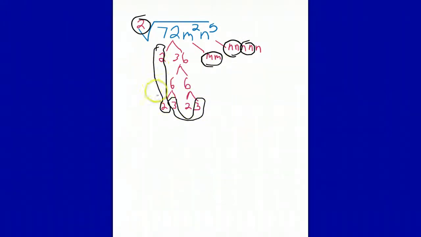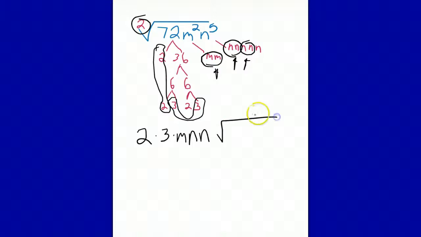Remember, every time you circle a group, you write its number. So I got a 2 from that one, a 3 from this group, an M from this group right here, an N from this group, and another N from this group, and that's it. Then I'm going to make my square root symbol, and whatever I didn't circle, which was this 2 right here, and this N over here.